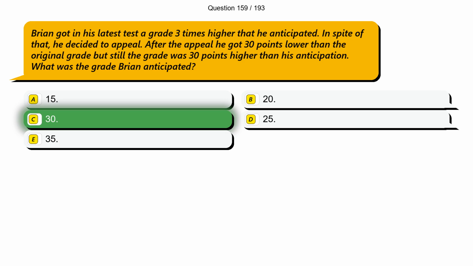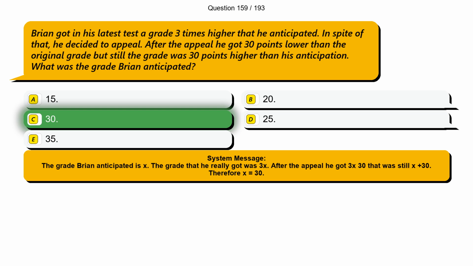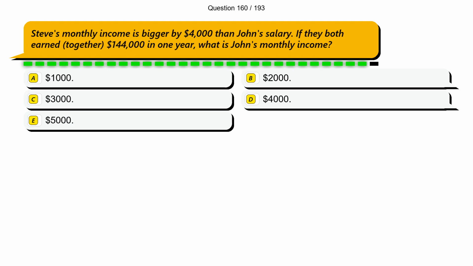The correct answer is option C, 30. The grade Brian anticipated is x. The grade that he really got was 3x. After the appeal he got 3x - 30, that was still x + 30. Therefore x equals 30.